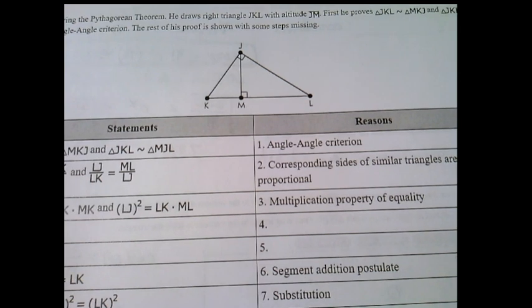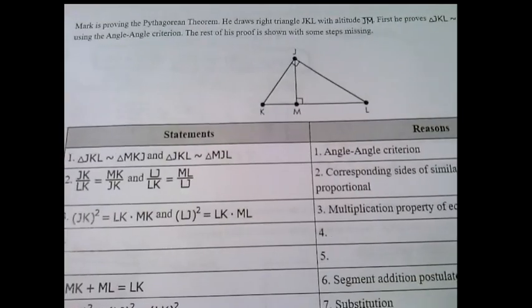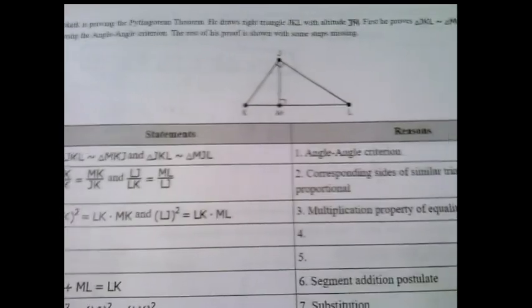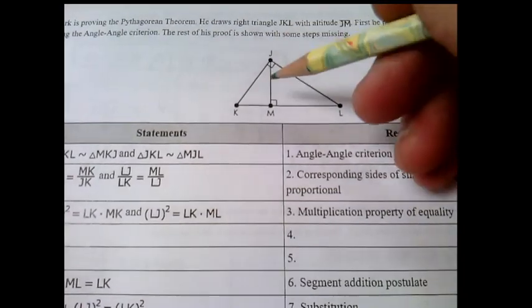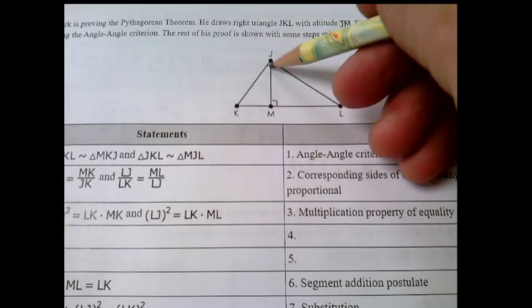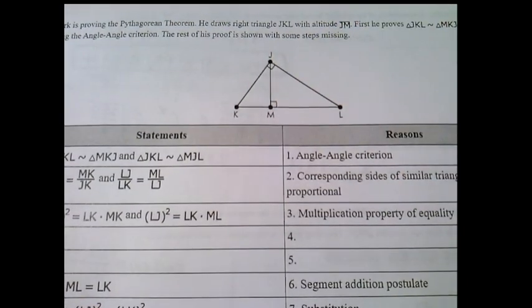Okay, all right. So it says up here at the top, Mark is proving the Pythagorean theorem. He draws right triangle JKL with an altitude of JM. An altitude, remember, is a line that's perpendicular. So this is the altitude right here, perpendicular to a side, the height of the figure, basically.